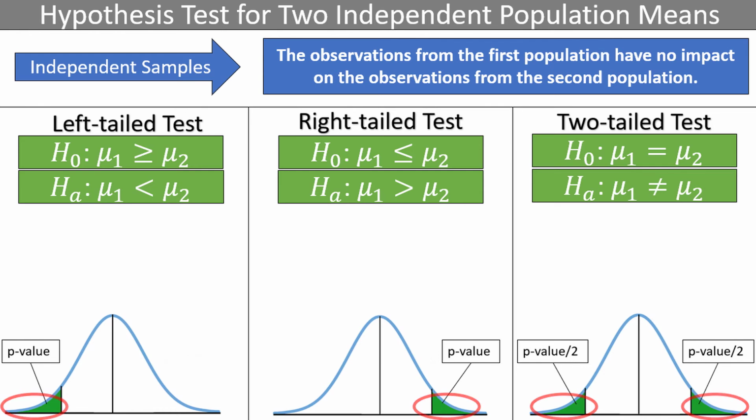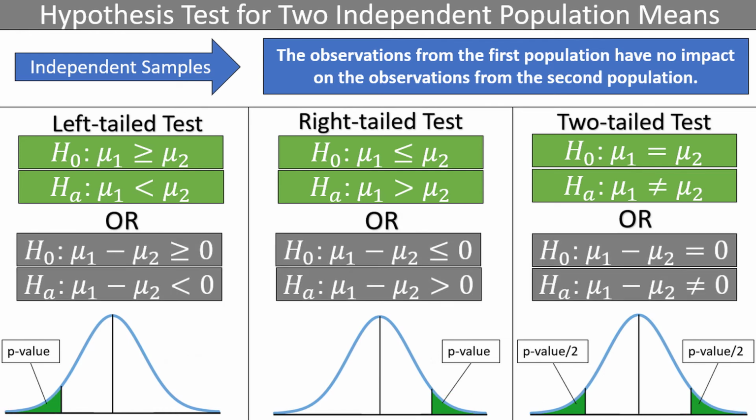Now, sometimes you will see an alternative way of writing the null and alternative hypotheses, with mu1 minus mu2 on the left-hand side and 0 on the right. This way is equivalent and is desirable if we might want to replace this 0 with some other number.